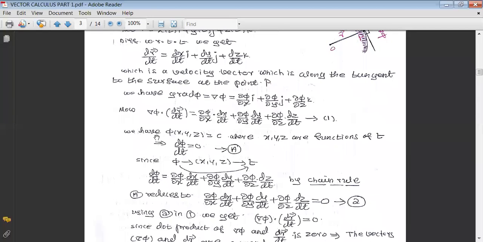And now let us consider the surface, that is pi of xyz equal to c, where x, y, z are functions of t. If I differentiate this pi with respect to t, it is denoted as d pi/dt. Since the RHS is constant, the derivative of a constant becomes 0. Now let us refer to this as reference A.